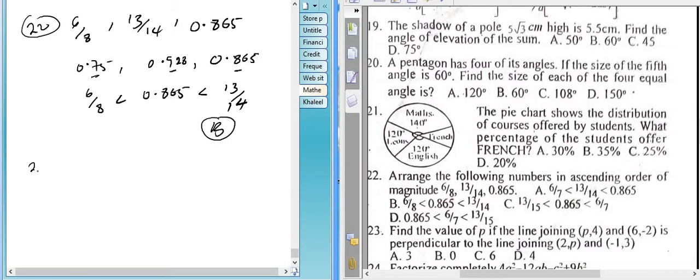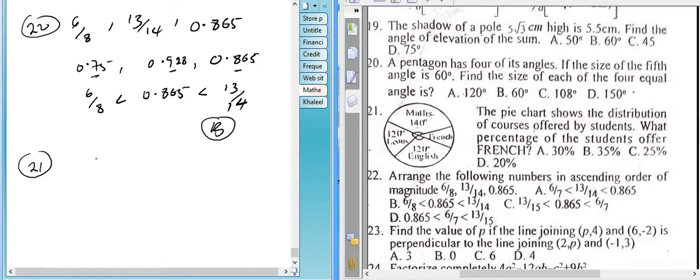So we skip question 21. Question number 21 is given as: the pie chart shows the distribution of courses offered by students. What is the percentage of students who offer French? We want to find the percentage for French. We know the angles in a pie chart add up to 360 degrees.